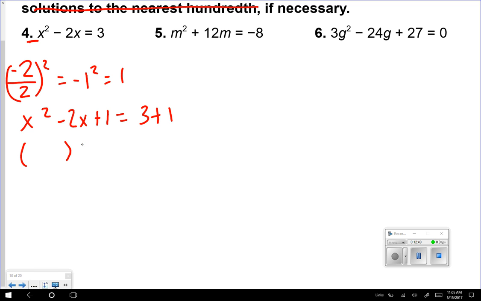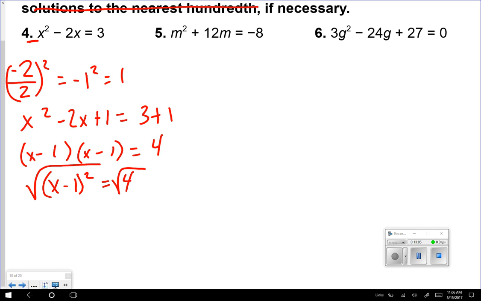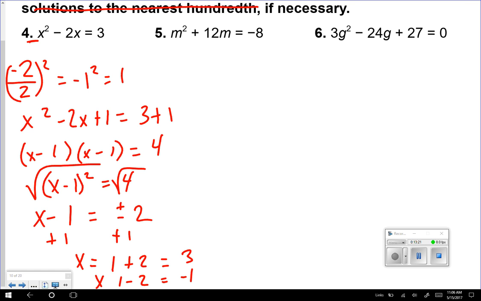And I'm going to factor that. And that's going to give me x minus 1 squared equals 4. Square root that so I can get x alone. So I'm going to have plus or minus 2, and then I'm going to add 1 to both sides. So x equals 1 plus 2, and x equals 1 minus 2. So that's going to be 3 and negative 1.